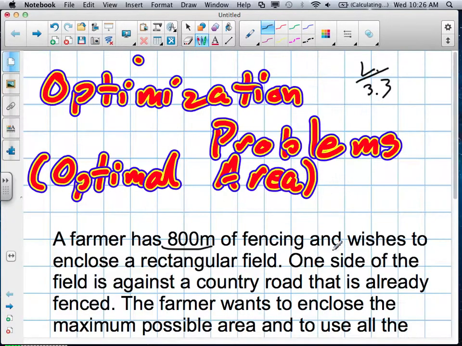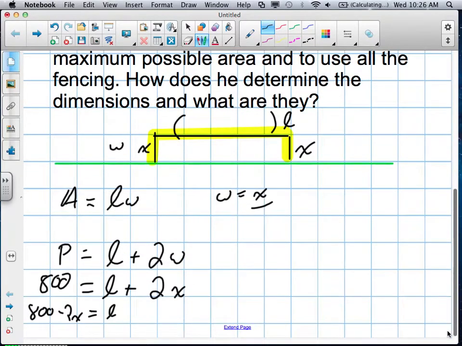Zoom in a little now. Okay. Let's make that a little more legible. So like we said, it's going to be 800 minus 2x will now be our length. Okay. So we're going to use that as our length formula. The length of this will be 800 subtract 2x.